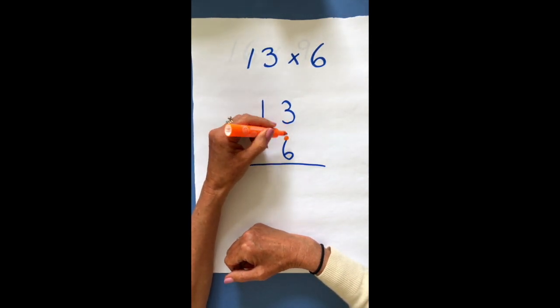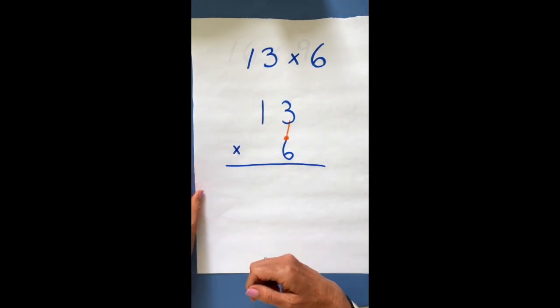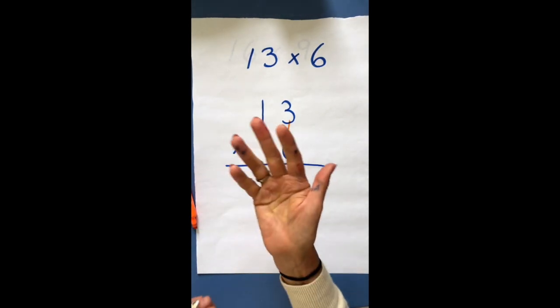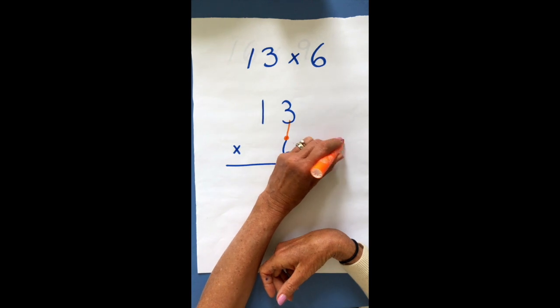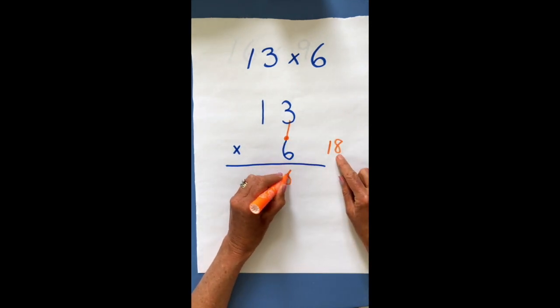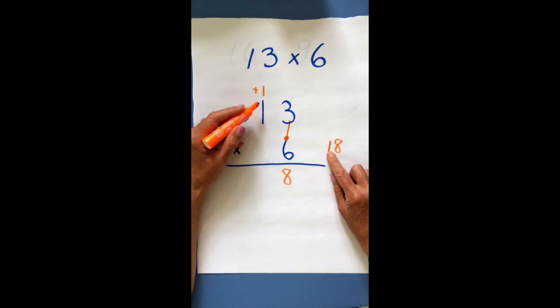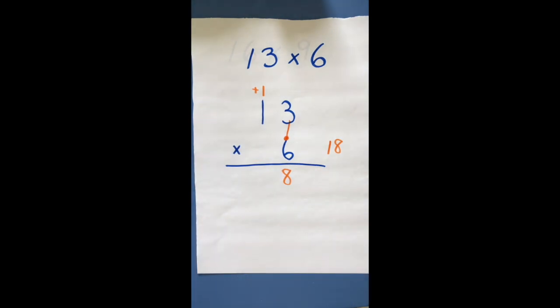I'm going to make the first part of my V, 6 times 3. So 6 groups of 3. 3, 6, 9, 12, 15, 18. So that's 18. So I put the ones place down, and I put the tens place up with a plus sign, because whatever I put up here, I'm going to add to my next number.